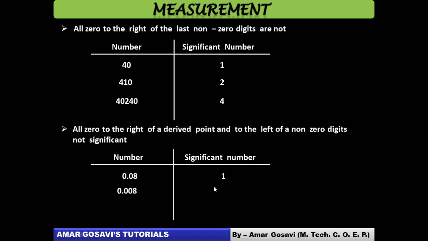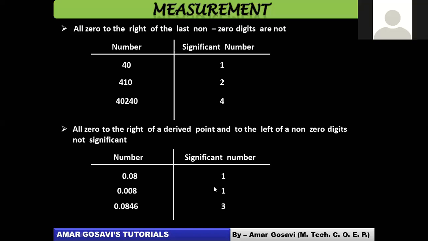Any idea? 1. Okay, yes, correct. 1. Very nice. Good. So you have understood how to work out significant figures. Now, in this case, how many significant figures are there? Any one of you can just unmute and speak. 3. Yeah. So let's see. Exactly. So good. Now you understood how you work out significant figures. Okay. This was our primary aim.